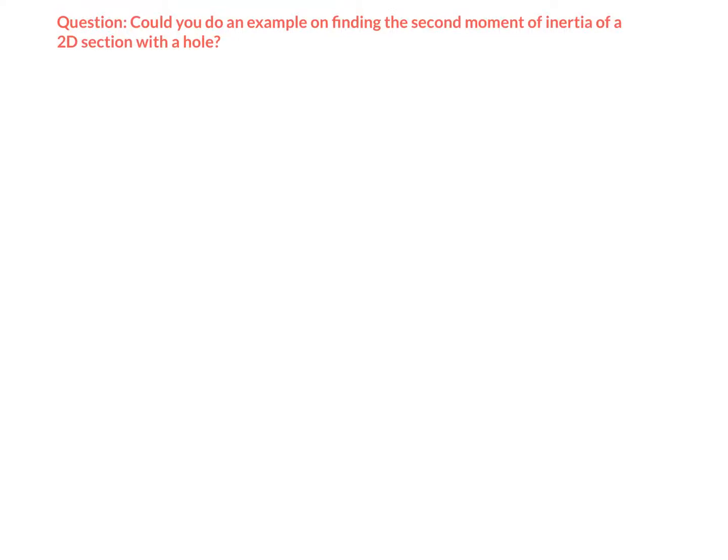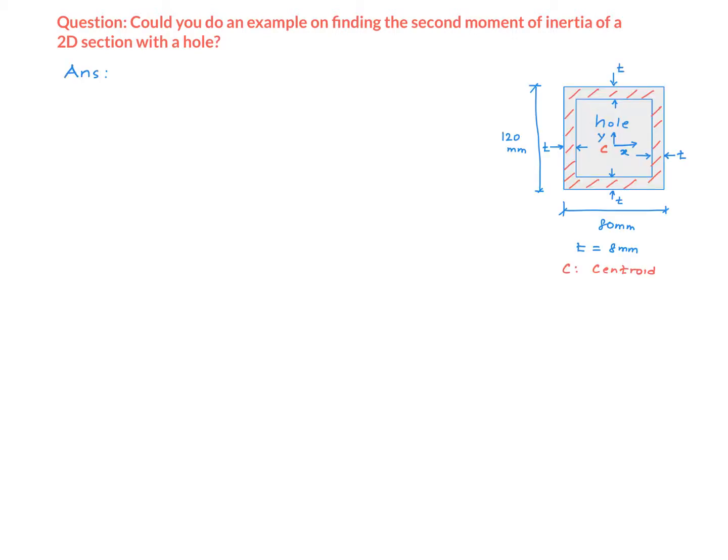The question is, could you do an example on finding the second moment of inertia of a 2D section with a hole? This is the problem that I have selected here. We have a hollow rectangular tube with outer dimensions of 120 millimeters by 80 millimeters and a wall thickness of 8 millimeters. The hole is symmetrically placed inside the outer area, meaning that the center of the hole coincides with the center of the outer area.